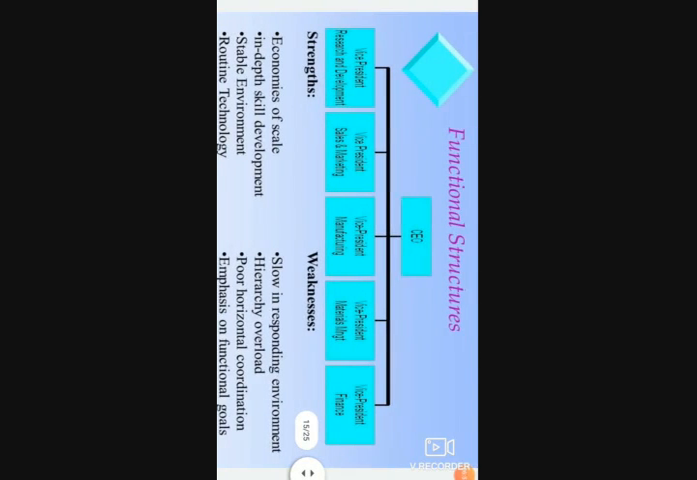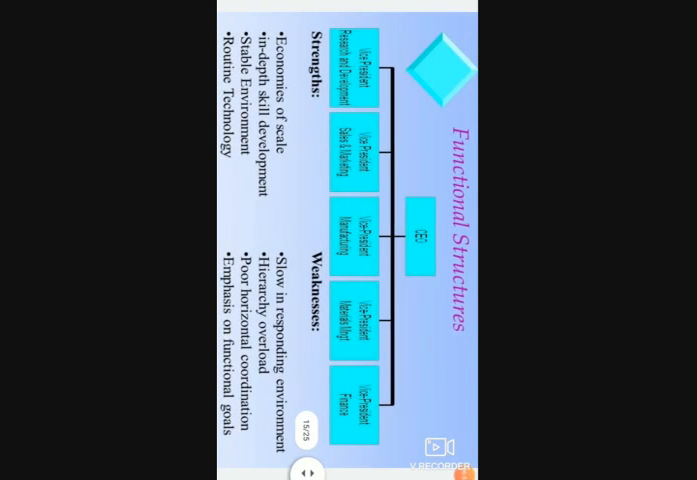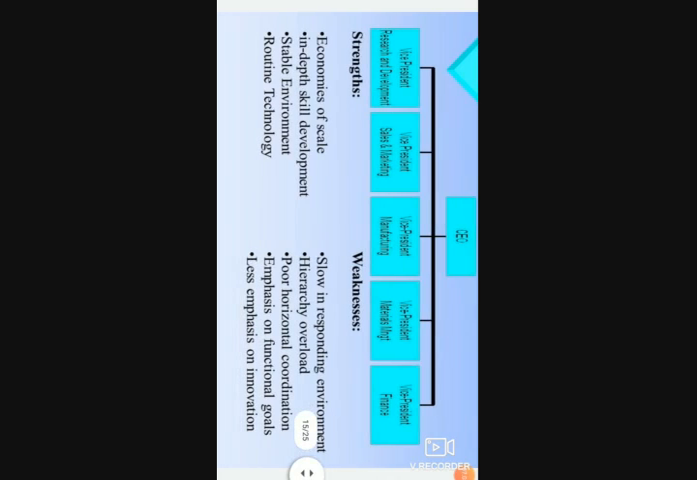Now comes the functional structure of a typical firm. You can say the head is the CEO, then come the vice president R&D, vice president sales and marketing, vice president manufacturing, vice president material management, and then the vice president finance. The strengths and weaknesses are also given below.